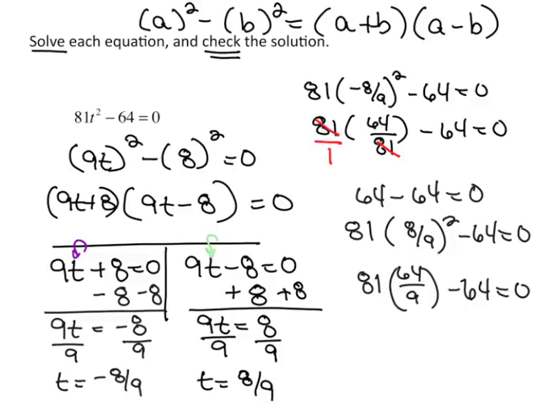Excuse me, the bottom here should be 81. Okay, technical difficulties. This is 81. So you can see how these are going to cancel, and then 64 minus 64 is equal to 0. So then the answer to this problem would be a positive 8/9 and a negative 8/9.